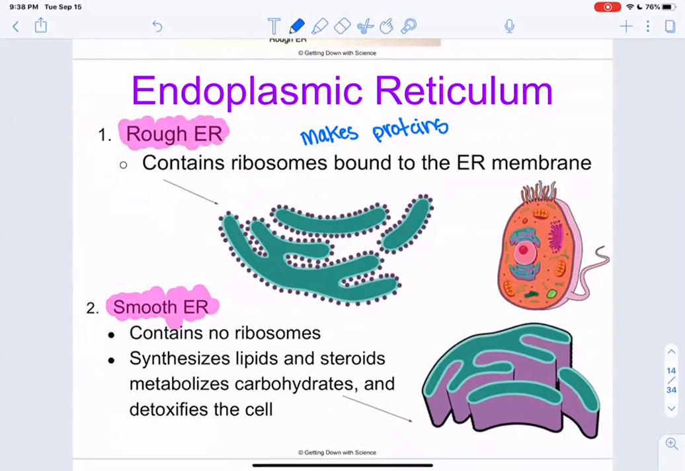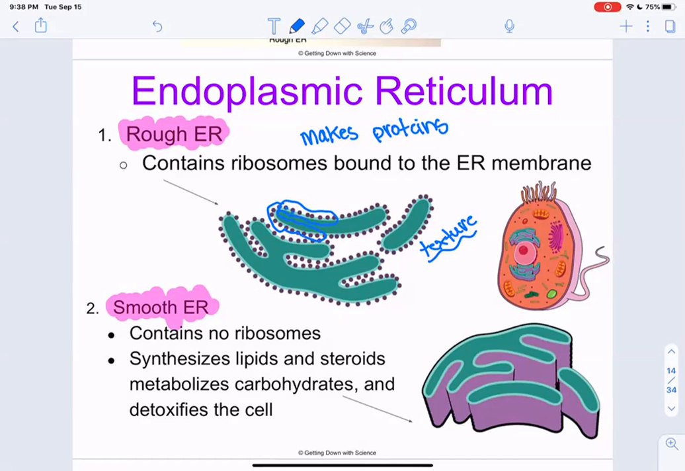Going back to the rough ER, if we look at the rough ER, we're going to see these dots surrounding the structure. And what these dots are are ribosomes. Think of them like little pimples or little spots on them. This is what gives the endoplasmic reticulum texture. And so it gives it this rough kind of feeling.